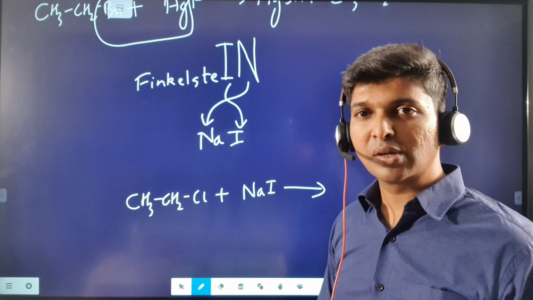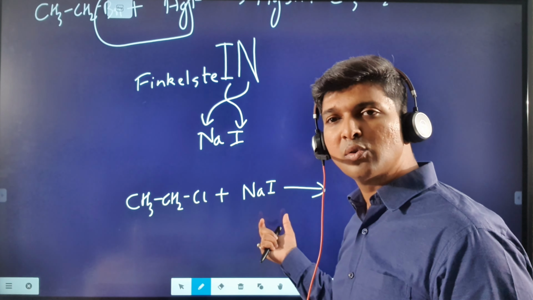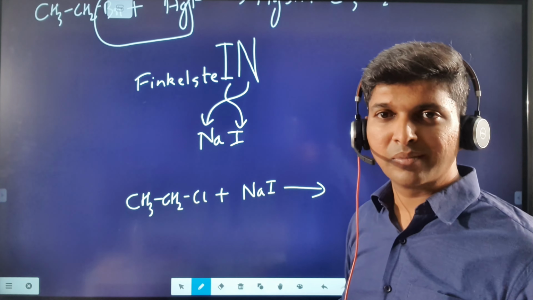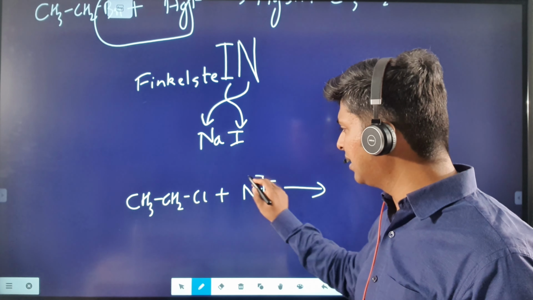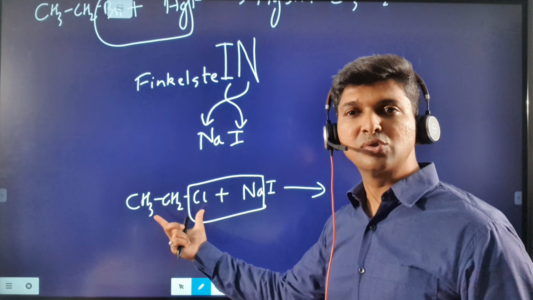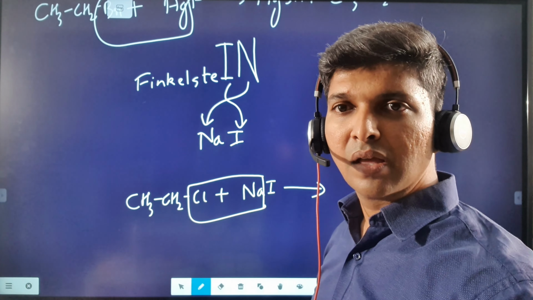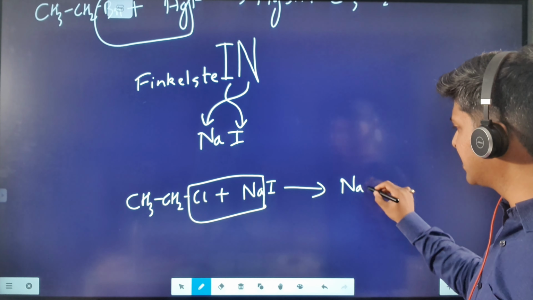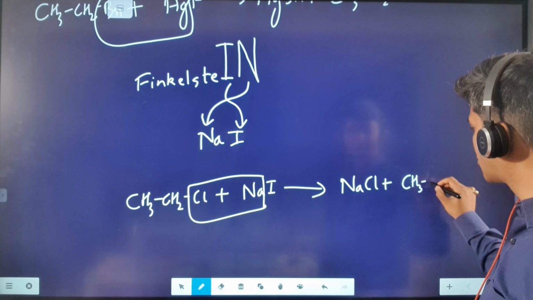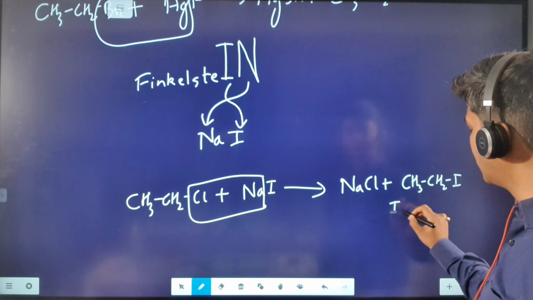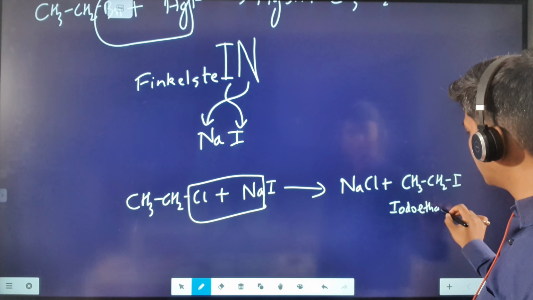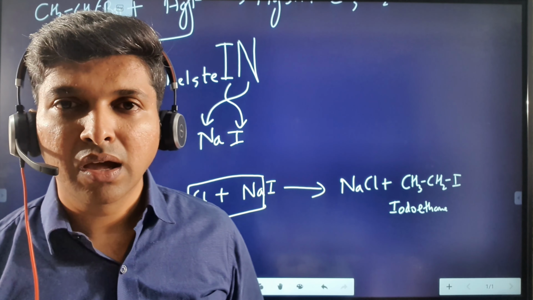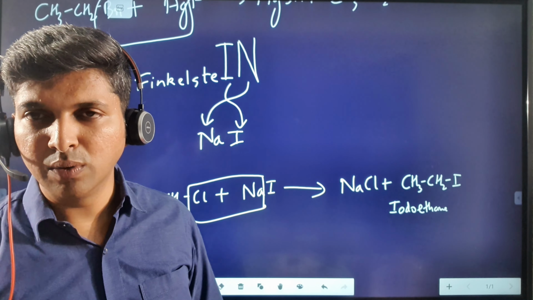Sir, what happens if you use an iodoalkane? If you use an iodoalkane here, there is also iodine. What is the point in exchanging? You won't get any new product, and there will be no chemical reaction. So for a chemical reaction to occur, you have to use a separate haloalkane here. So CH3CH2Cl gives NaCl plus CH3CH2I, that is nothing but iodoethane. So this is another way to prepare haloalkanes.